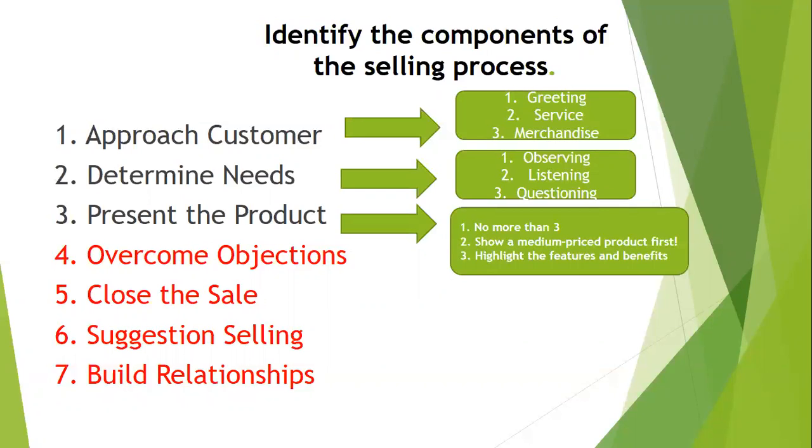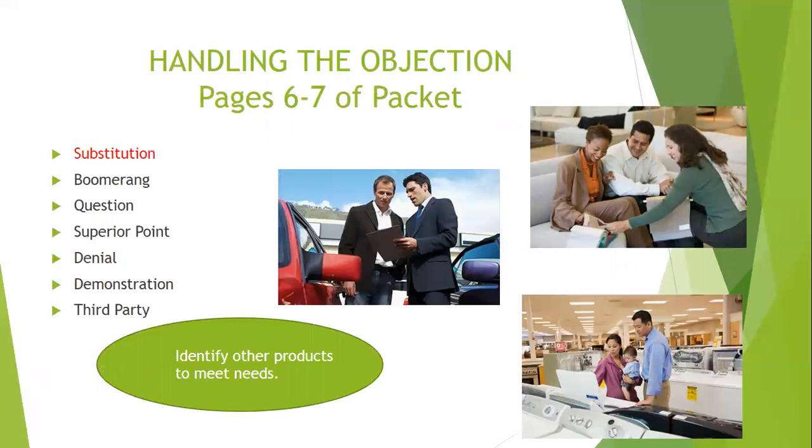And then the third thing we discussed was presenting the product. And we suggested that you don't show more than 3 at a time. Show a medium price product first, and then highlight the features and benefits. Now, what you see in red on my screen, I'm going to review again so that you can complete your packet. We also briefly discussed overcoming objections, or handling objections. This is a big part of sales training. So I want to briefly go over these again so you can complete your packet.